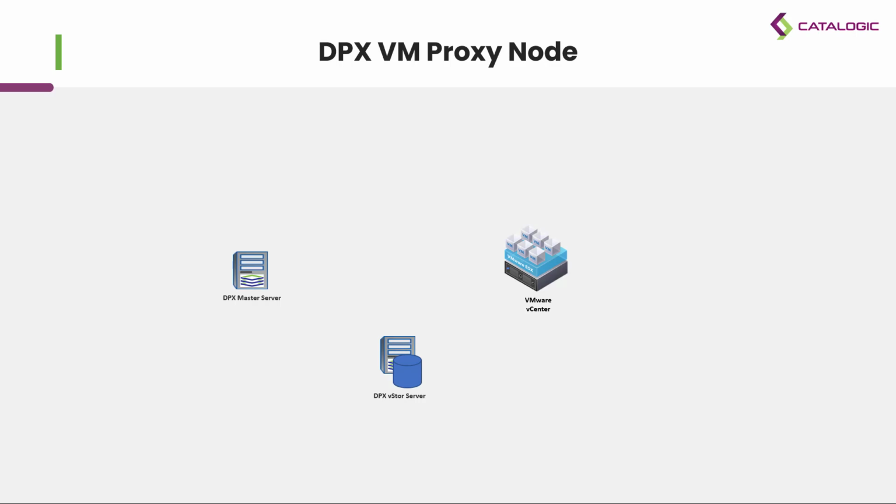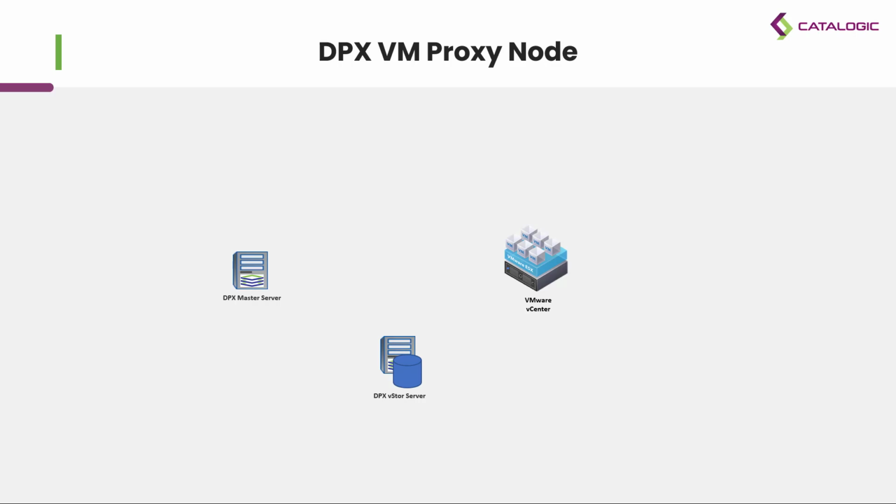In this video, we'll be discussing the VM Proxy node, which is a DPX node type that is used in agentless backups and advanced recovery stores like virtualization and rapid return to production. So if you're using agentless backup and recovery strategies like making a snapshot into a virtual machine, then you're probably running at least one VM proxy node within your environment today.